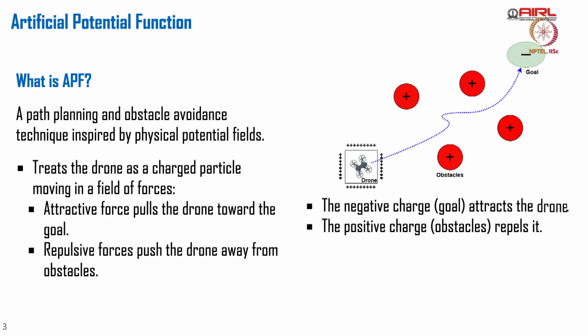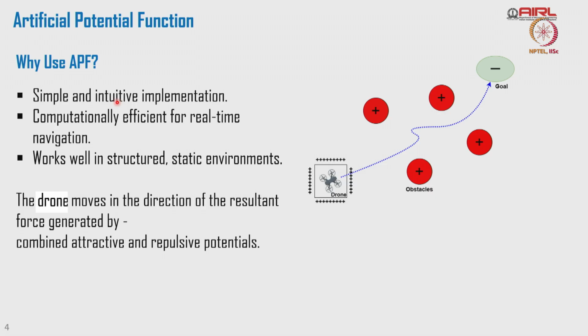So when the drone flies and comes closer to the obstacle, which is a positive charge, it repels, so it will push away, and then the goal will attract it. Other obstacles will also repel, and the drone tries to reach the goal without colliding with the obstacles. The negative charge is the goal, which always attracts. The positive charges are the obstacles, which will repel. The repulsive force decays with respect to distance from the positive charge. That's the idea.